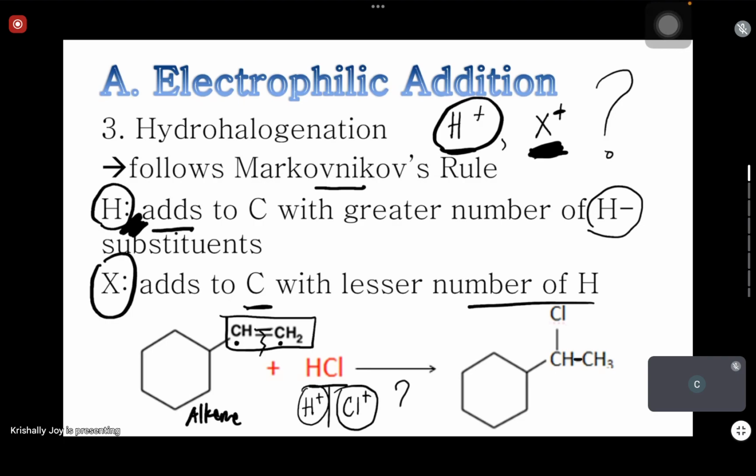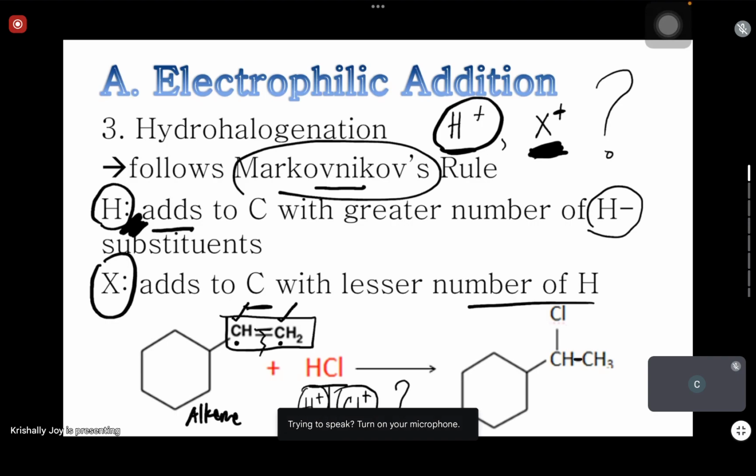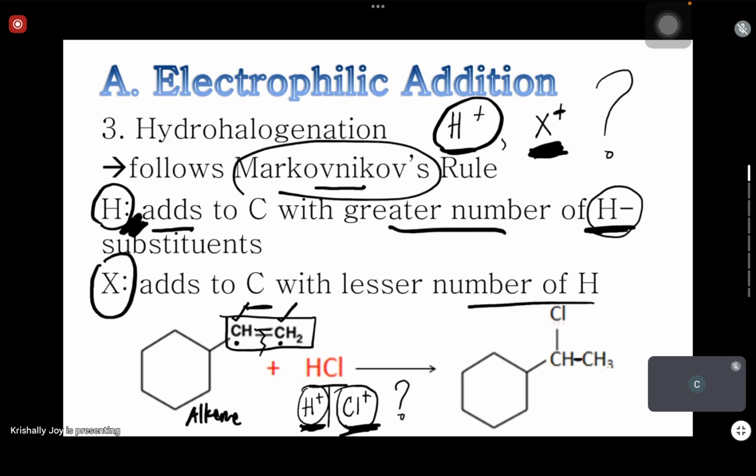But the question, asa man nato i-add si hydrogen? Asa nato i-add si chloro? Follow Markovnikov's rule. Lantawa, between the two reactive carbon, kinsa ang mas daghan og hydrogen? Didto nimo i-add ang hydrogen. Okay? Kaya tingnan niyo sa product. Itong CH2 na to, naging CH3. Nagdagdag tayo ng isang hydrogen dito. Kasi between the two, mas marami yung hydrogen sa carbon na ito.